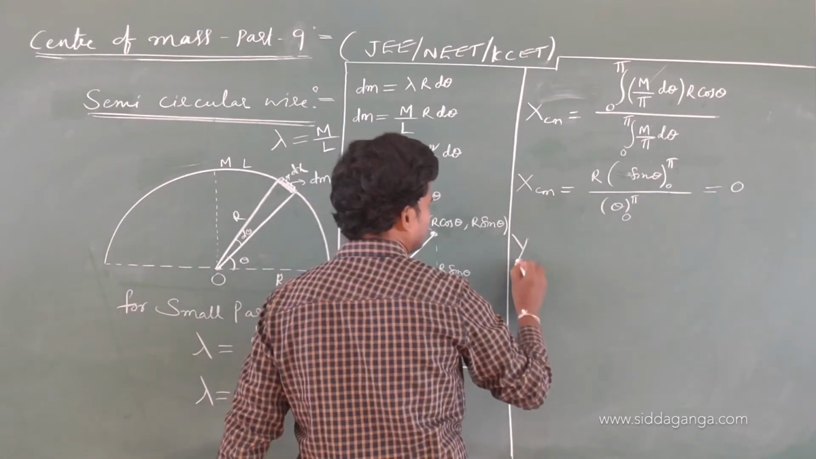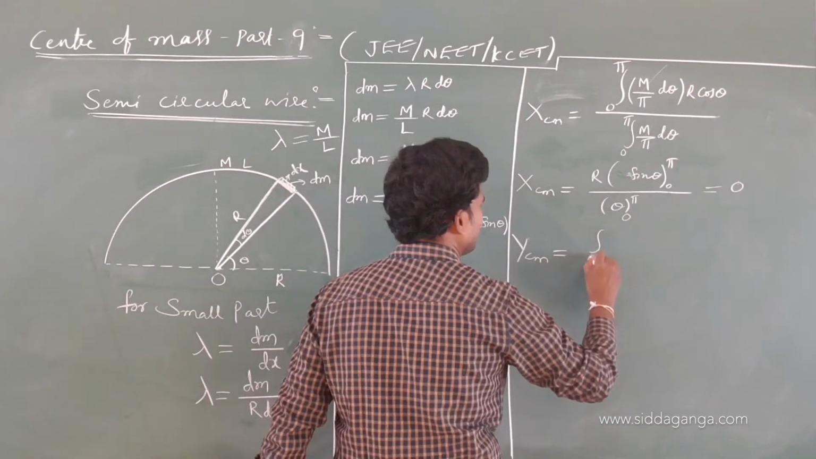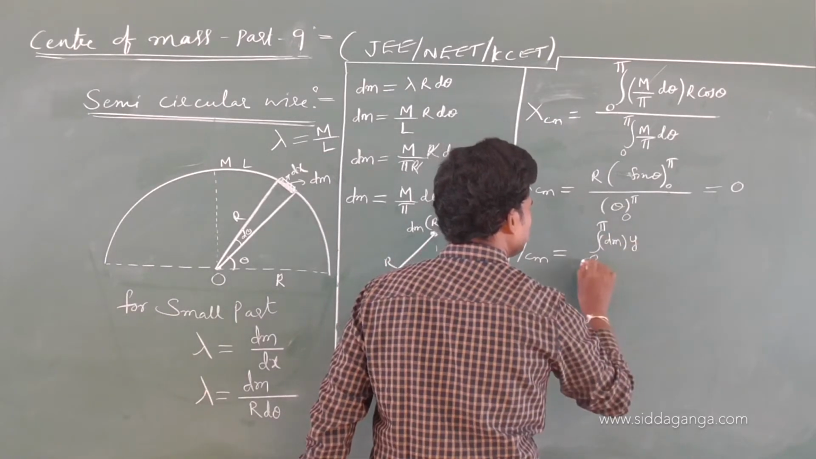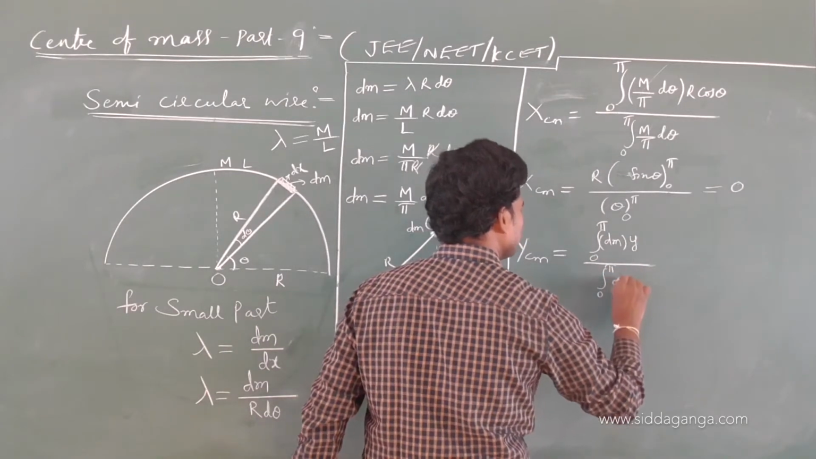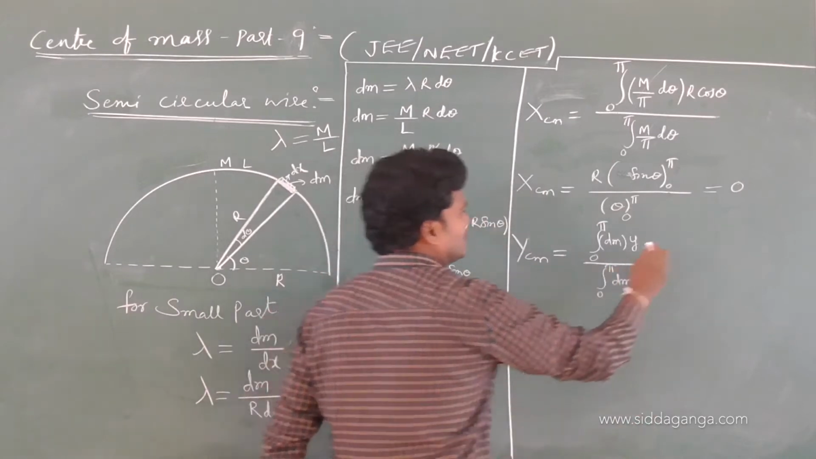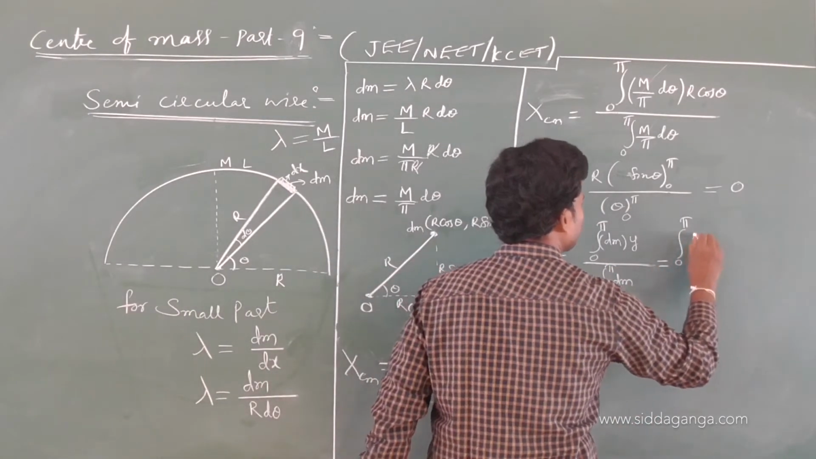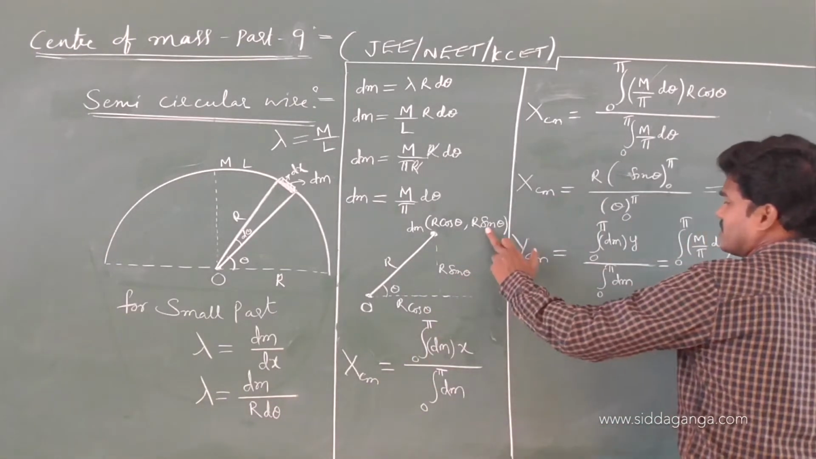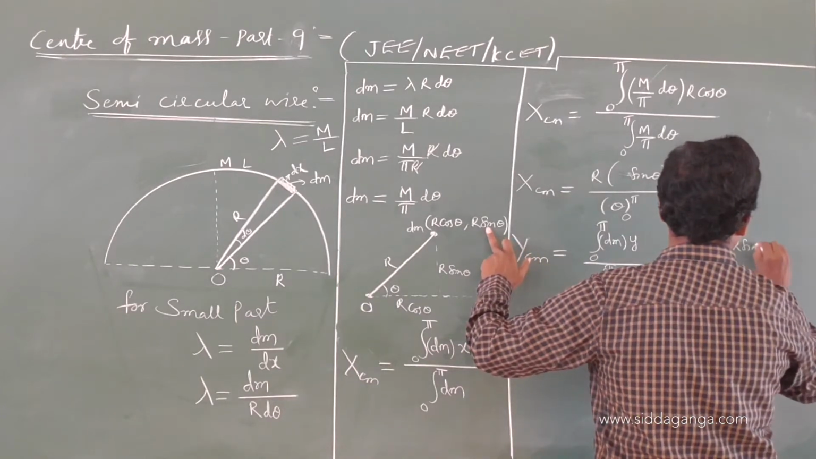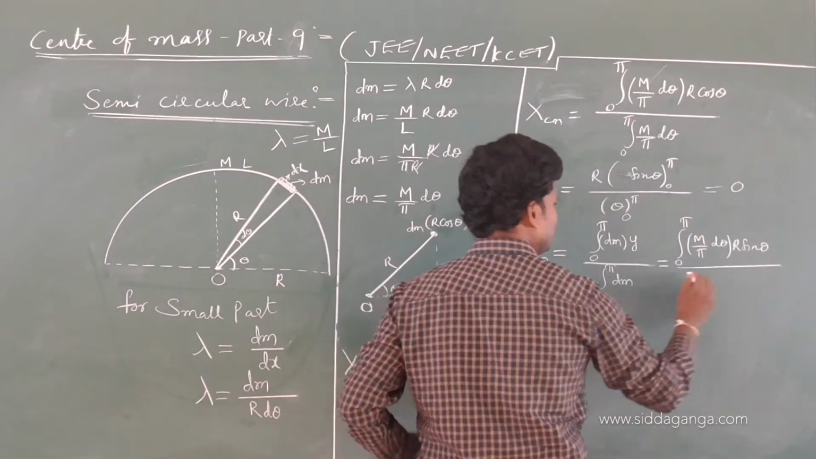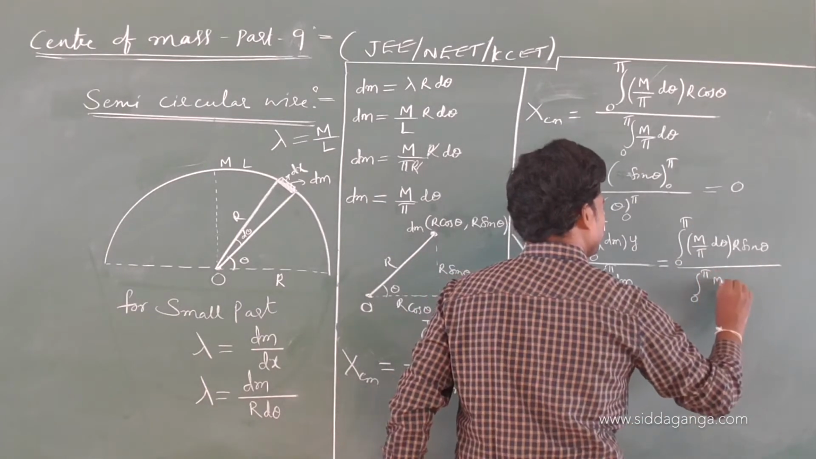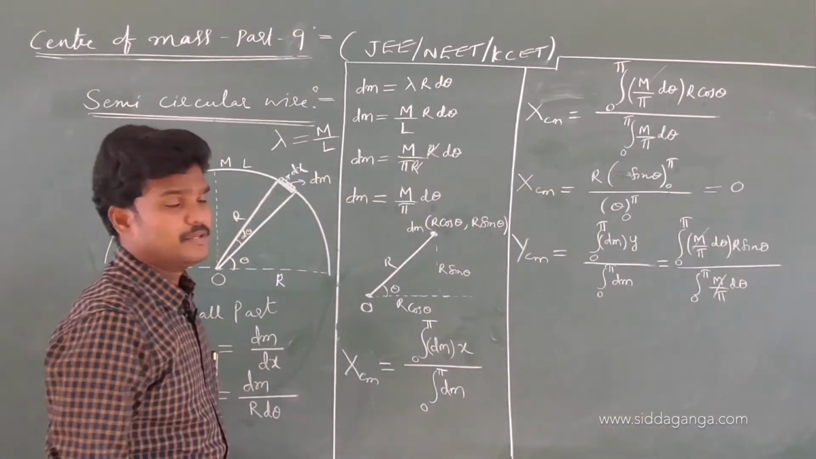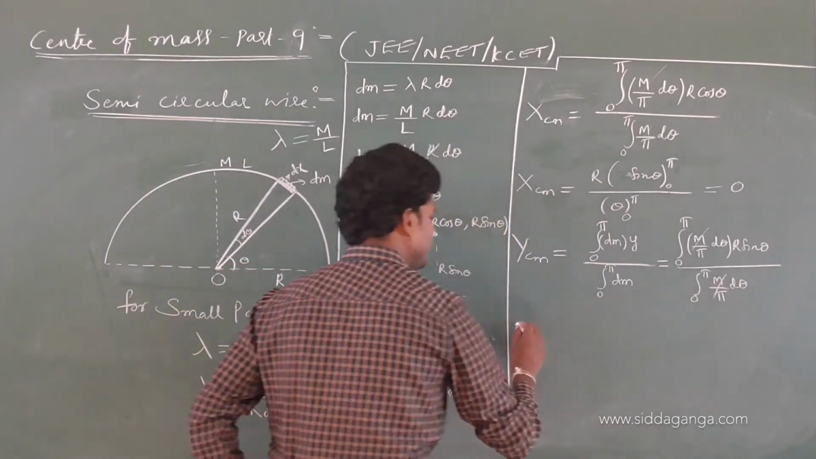Now let me find the y coordinate of center of mass. So how to get it? Integration from 0 to pi of dm into y. What is dm? M by pi d theta. The y coordinate is r sin theta. This is the integration from 0 to pi of m by pi d theta. M by pi gets cancelled. So d theta becomes theta.